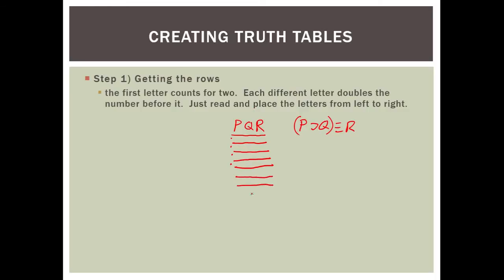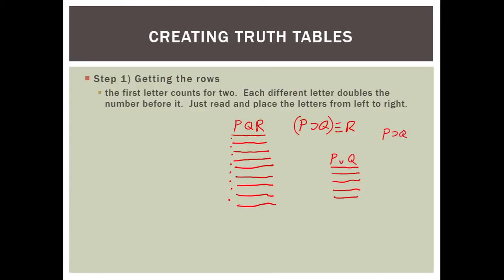5, 6, 7, 8. So here in this case we have 8 rows. If you had 2 letters, so if we went P, wedge, Q, P would count for 2. Q doubles the number before it, so this would have 4 rows. 1, 2, 3, 4. Let's do one more just to be sure we're all on the same page.